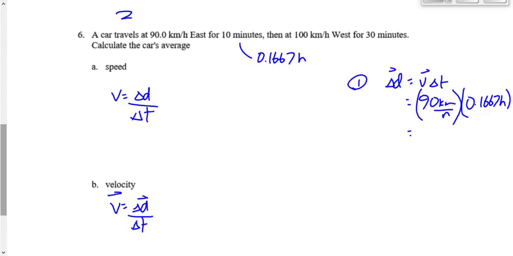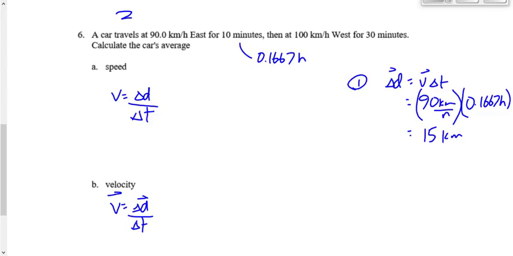Does anybody have that? Because I didn't do it this way on my answer key. What is it? 0.667 hours? No, I don't think so. 10 minutes? We multiply those together, we get 15 kilometers. Okay, so I traveled at 90 for 10 minutes, and I went 15 kilometers.